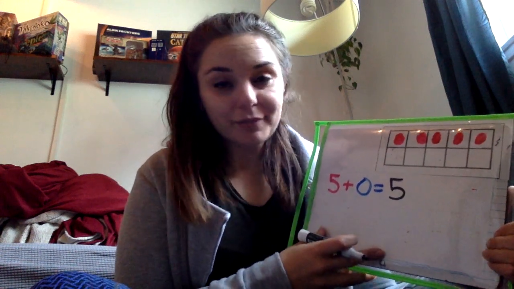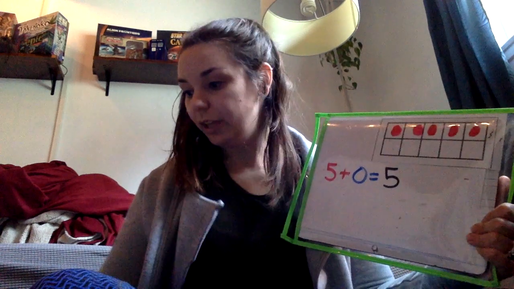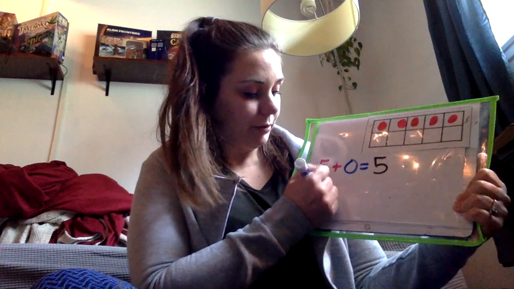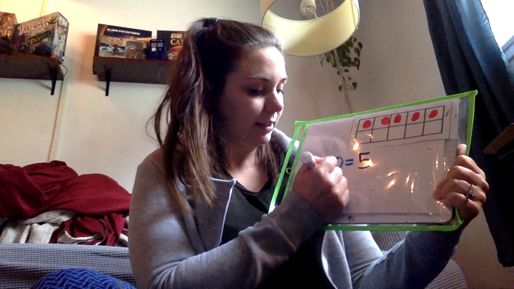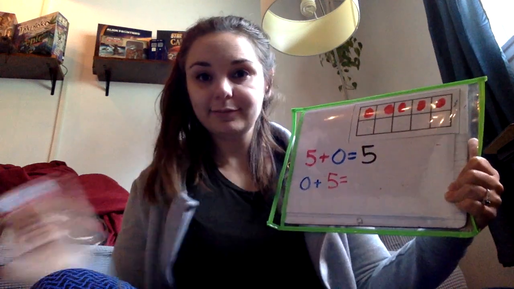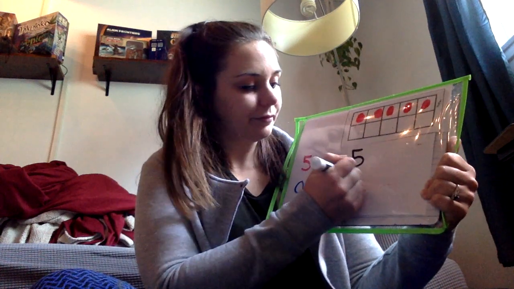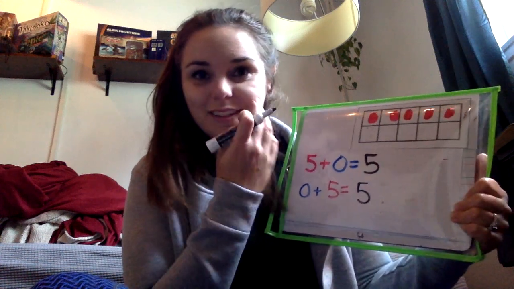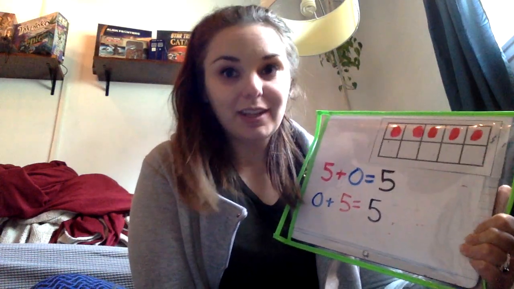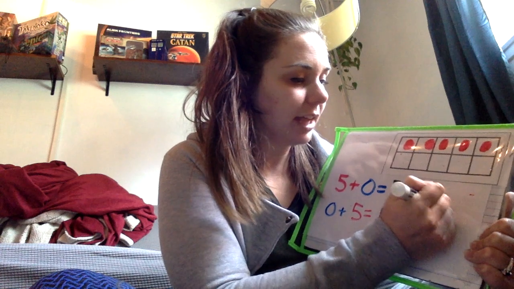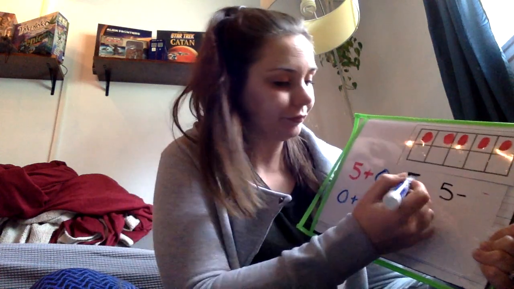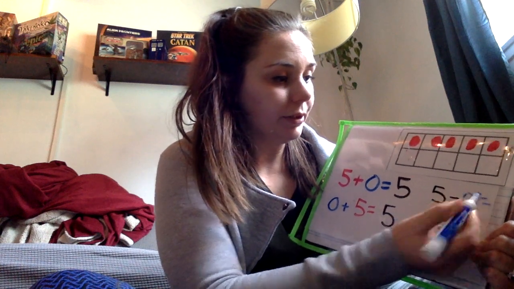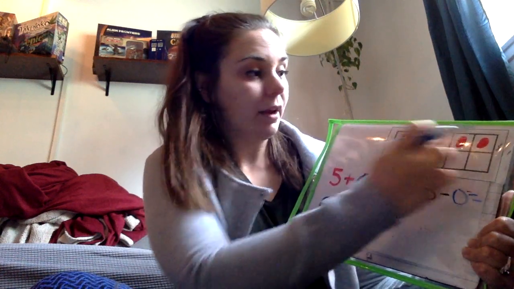Now we can still flip-flop these. Even though we have a 0, 0 is still a number in our equation, so we can flip-flop it. We have 0 blue plus 5 red still equals 5. Nice job, friends. Now it's our turn to subtract. So we're starting with our 5 all together. And I'm going to take away the 0. Equals our 5 red dots.